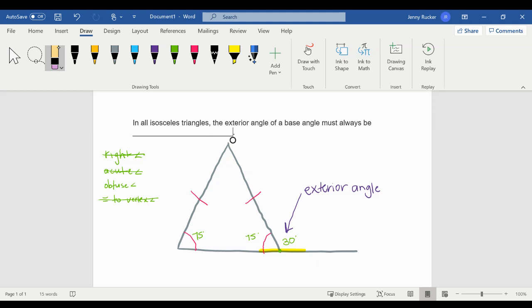The only option that works for this base angle and exterior angle is to have the exterior angle an obtuse measure.